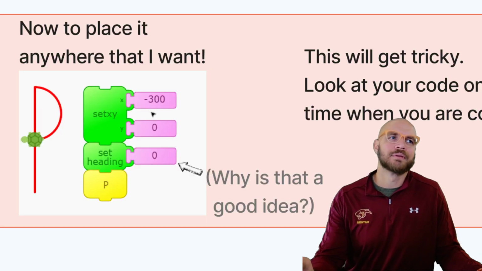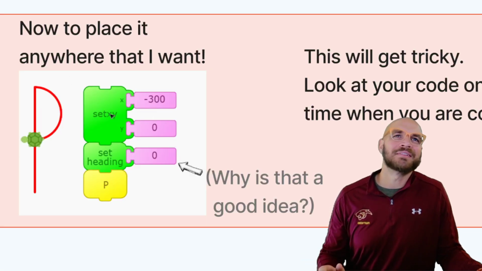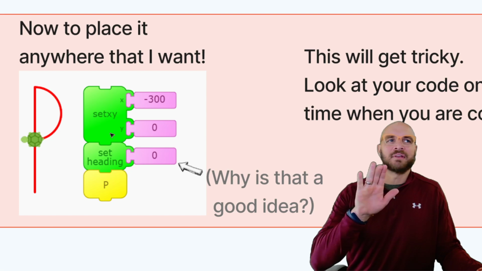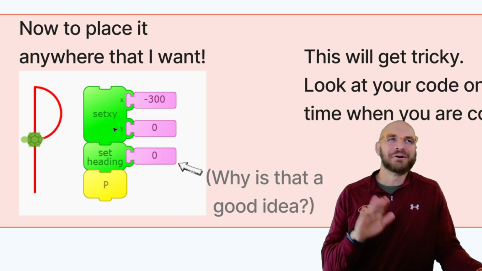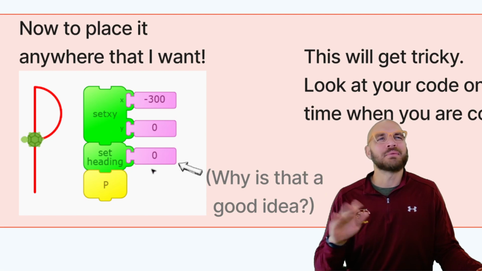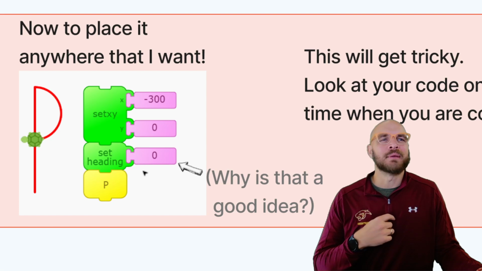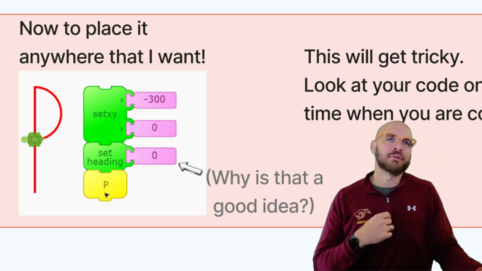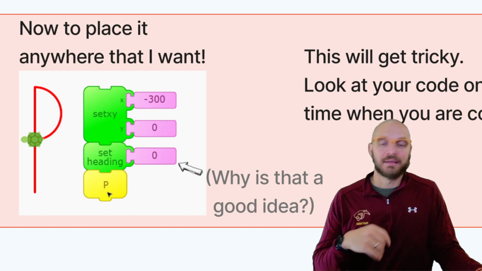And so here is a bit of code where I use a set XY, and I'm going to set it over to the side of the screen. And a set heading. Why would that be a good idea? To make sure that the heading is set straight up before it runs that P code.